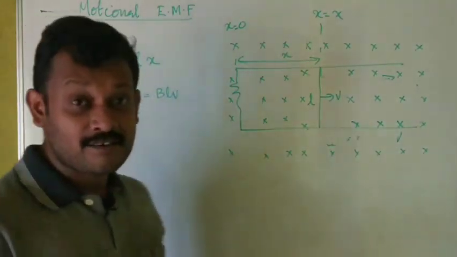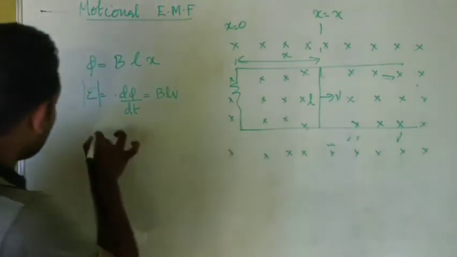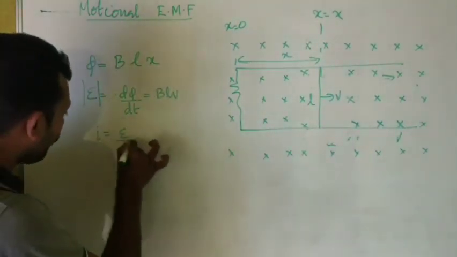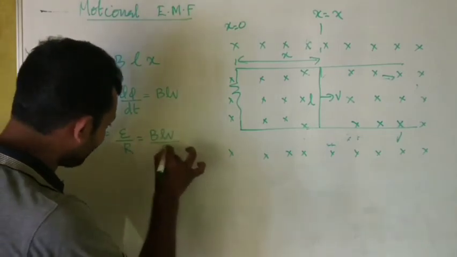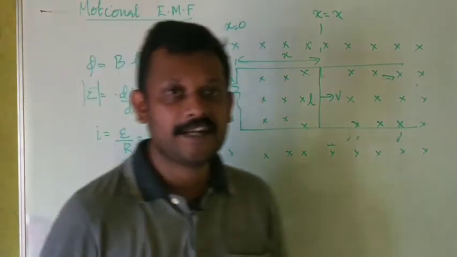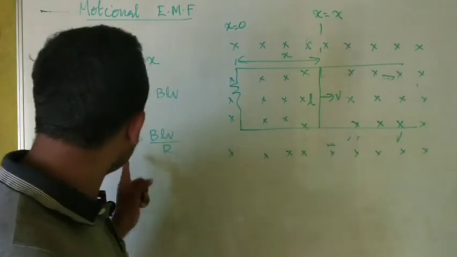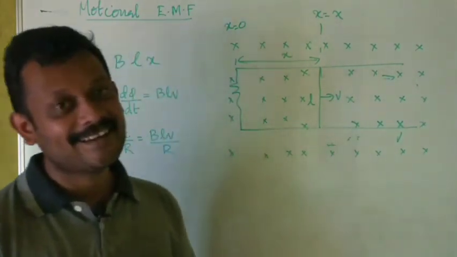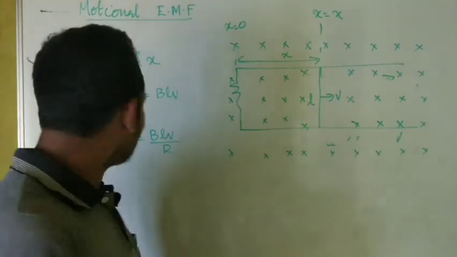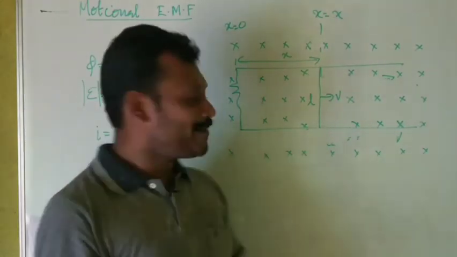Now, this will create a current. The current I is equal to epsilon by R, which is equal to BLV divided by R. Current I is equal to epsilon by R, that is equal to BLV by R. Ready? Is it clear?